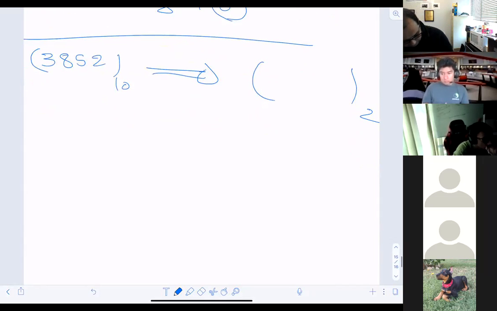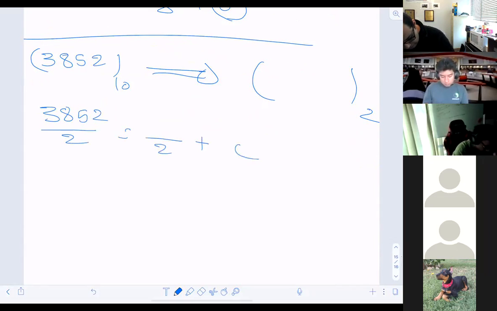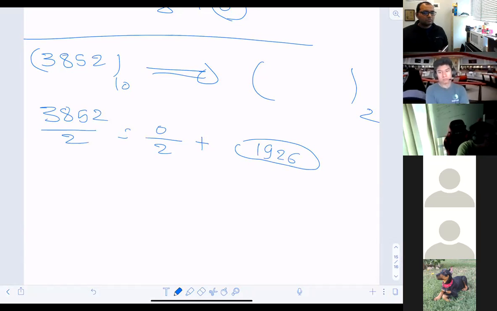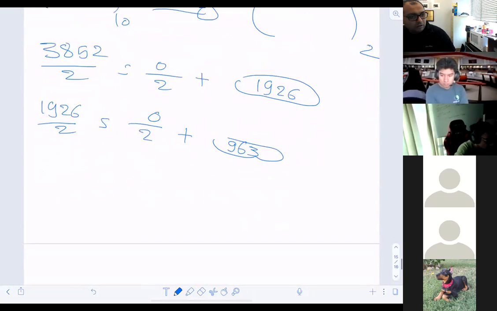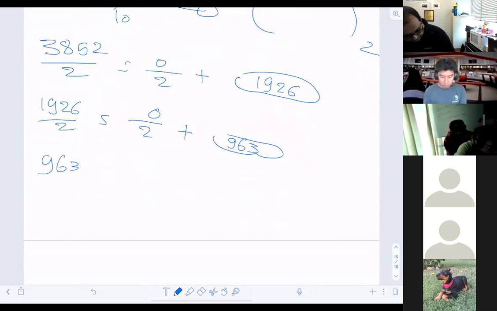So it's gonna be 3,852 divided by 2. It should be something like that. So it's gonna be 1926, and here I have 0. Then I will take 1926 divided by 2. So it should be 963 and 0 here. Then I take 963 divided by 2.